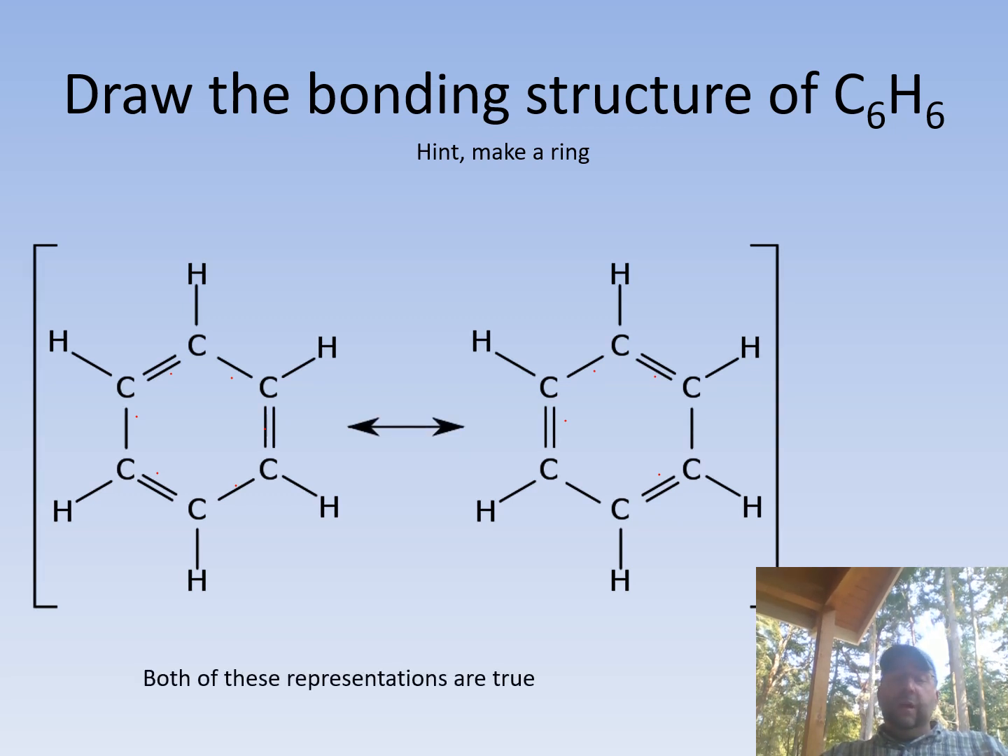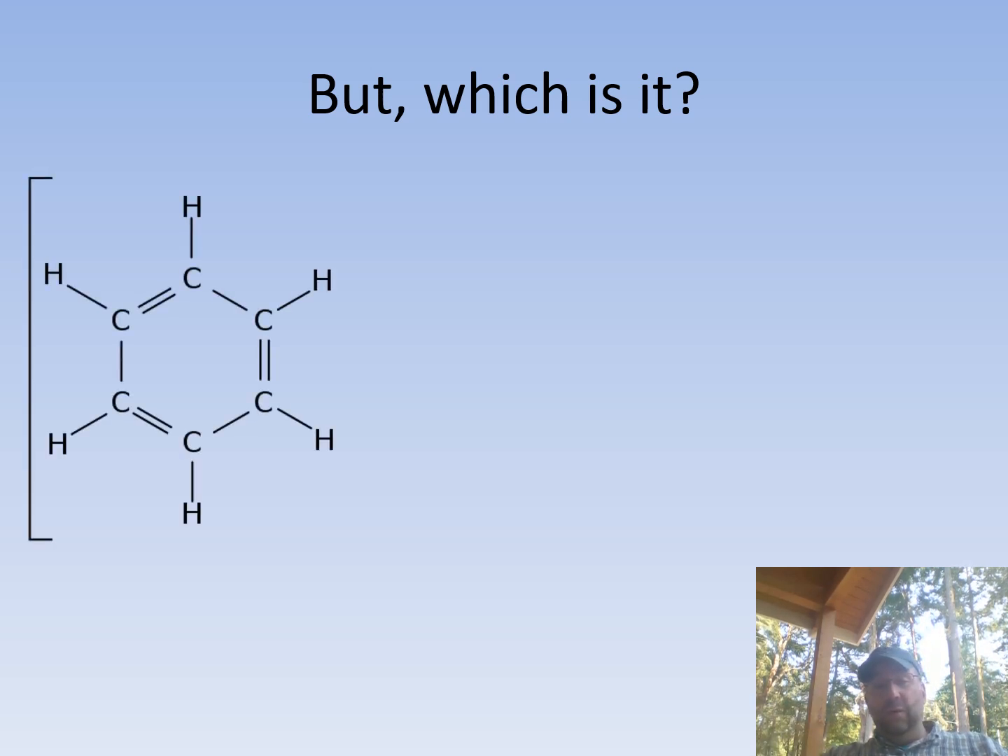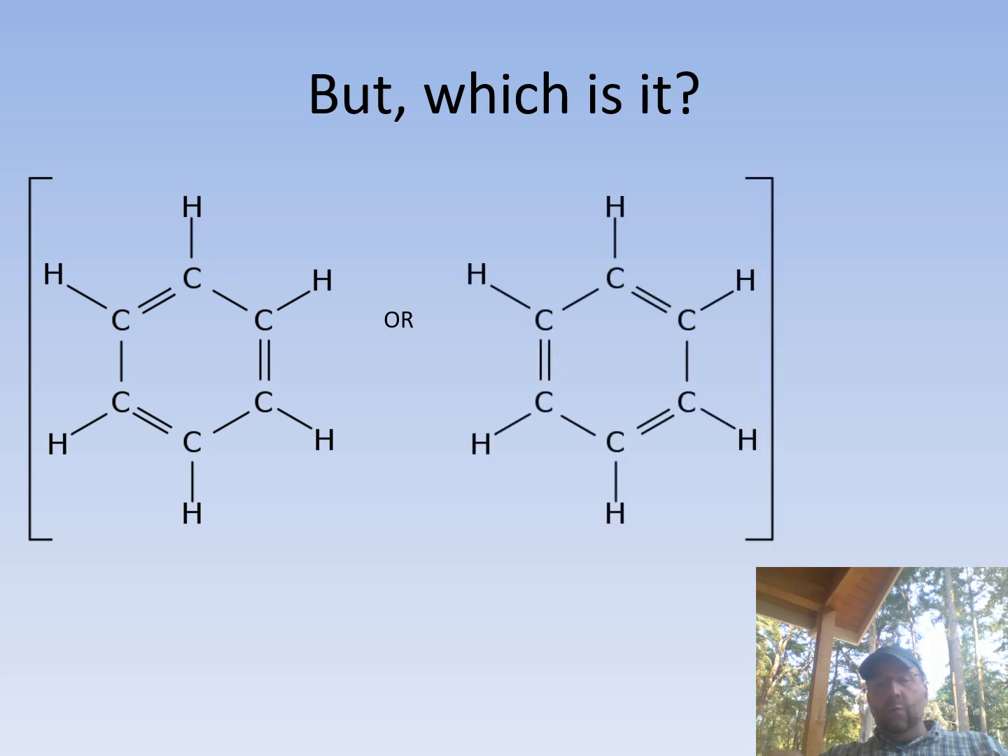Both of these representations are true. Both of these representations allow for the carbons to follow the octet rule. So good job if you made either one of those. But which one is it? Was it the left one or was it the right one? Was it this one or was it this one?